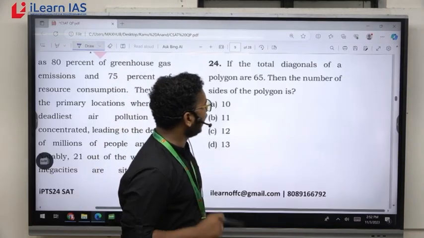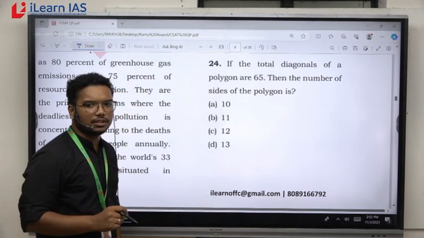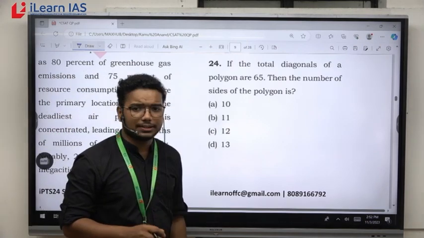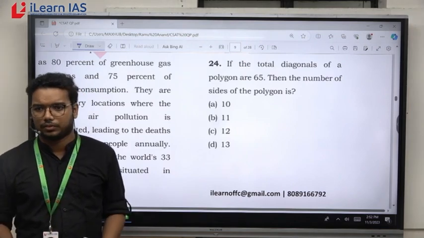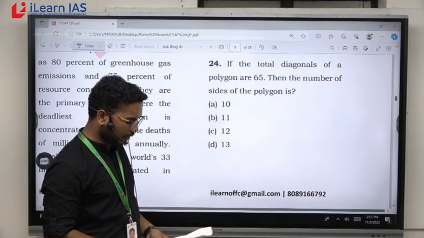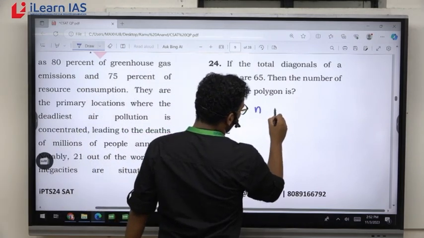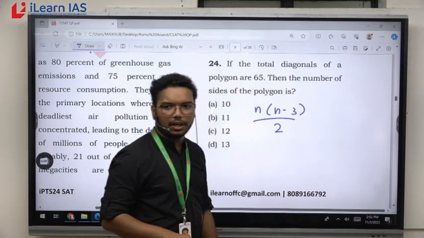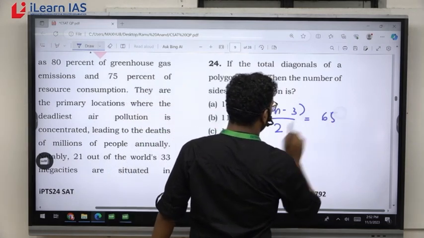If the total diagonals of a polygon are 65, then the number of sides of the polygon is? Okay. So, what is the formula for the number of diagonals? The number of diagonals is given by the formula n into n minus 3 by 2. So, this is equal to 65.